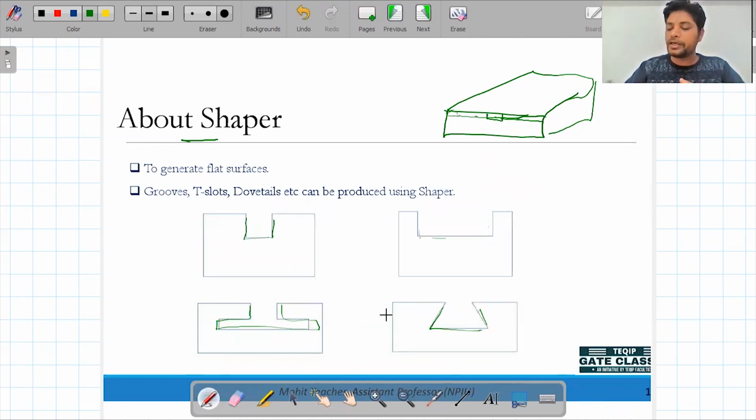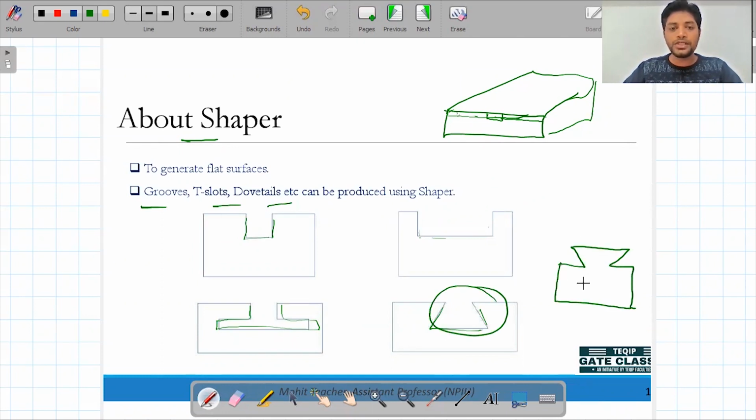Generally it is used to produce grooves, T slots, and dovetails. These are the dovetails. It can be like this as well. So to produce these things, we use the shaper machine.